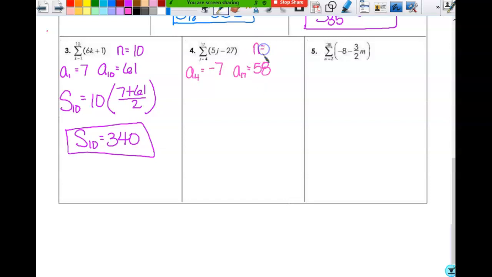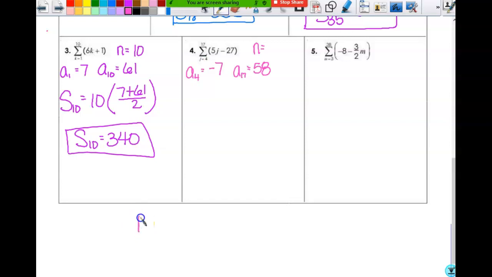N, here's where I need to be careful. N is not 17. N is also not 13. Okay, because I want you to think about that. Here we went from 1 to 10. You count from 1 to 10, that's 10, right? If I just do 10 minus 1, that gives me 9, not 10. So if I subtract these, 17 minus 4, that gives me 13. I have to add 1 back.